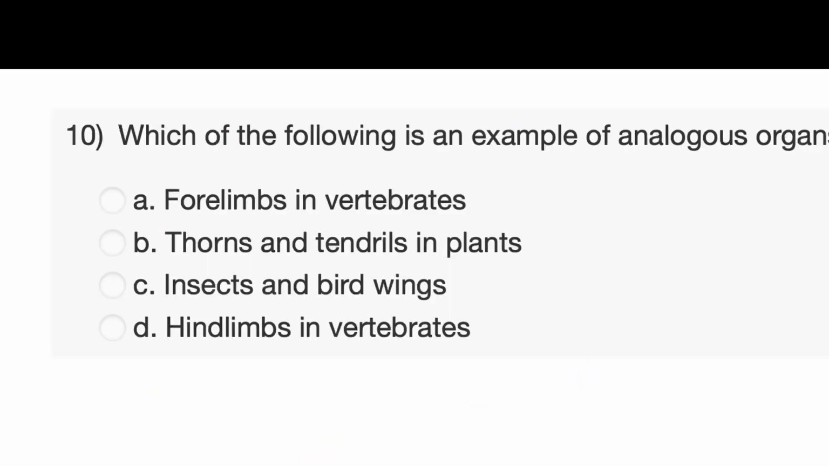Now, looking at question number 10, which of the following is an example of analogous organs? Option A, four limbs in vertebrates. Option B, thorns and tendrils in plants. Option C, insects and bird wings. And option D, hind limbs in vertebrates. Which of these is an example of analogous organs?